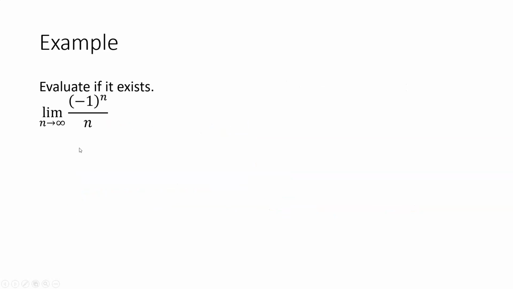How about if I look at the sequence (-1)^n over n? Now this one's a little different. It's still alternating. So the terms of this sequence, for instance, would start with, I'm sorry, first term would be -1 over 1. So here let's just write -1 for the first term. Second term would be +1/2, -1/3, +1/4, -1/5, and so on.